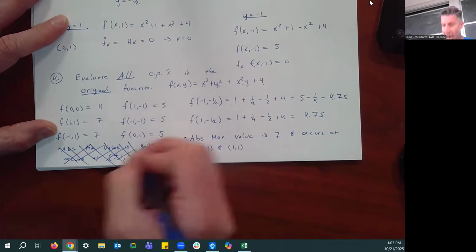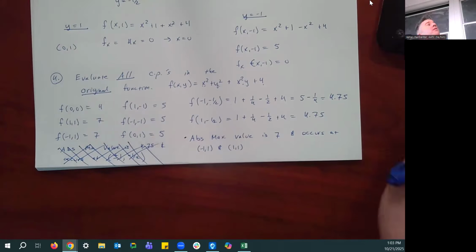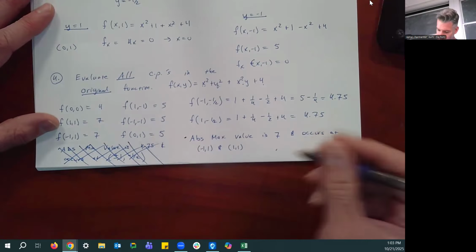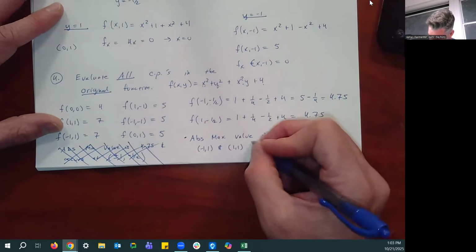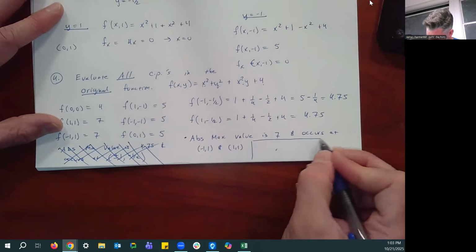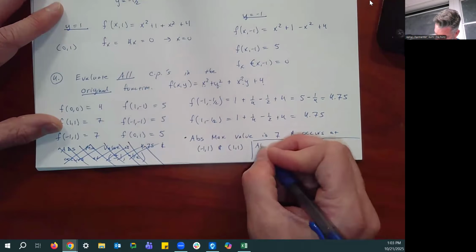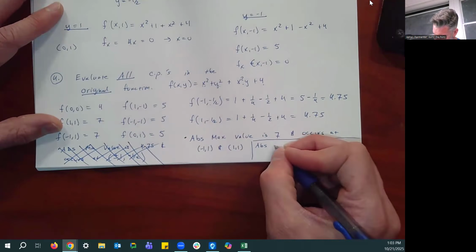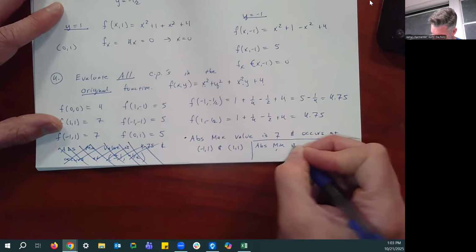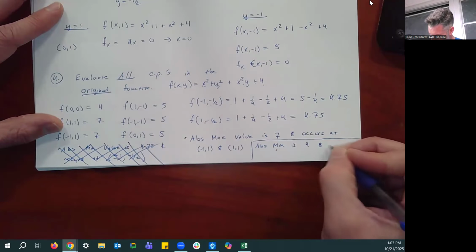You have to look for the actual smallest value, not the one you think is the smallest. You should look at all of them. Right. So the absolute minimum value is, of course, something I don't have room to write anymore, but I'm gonna squeeze it anyway because it really feels silly. So the absolute minimum value is not 4.75. It is 4 and occurs at 0, 0.